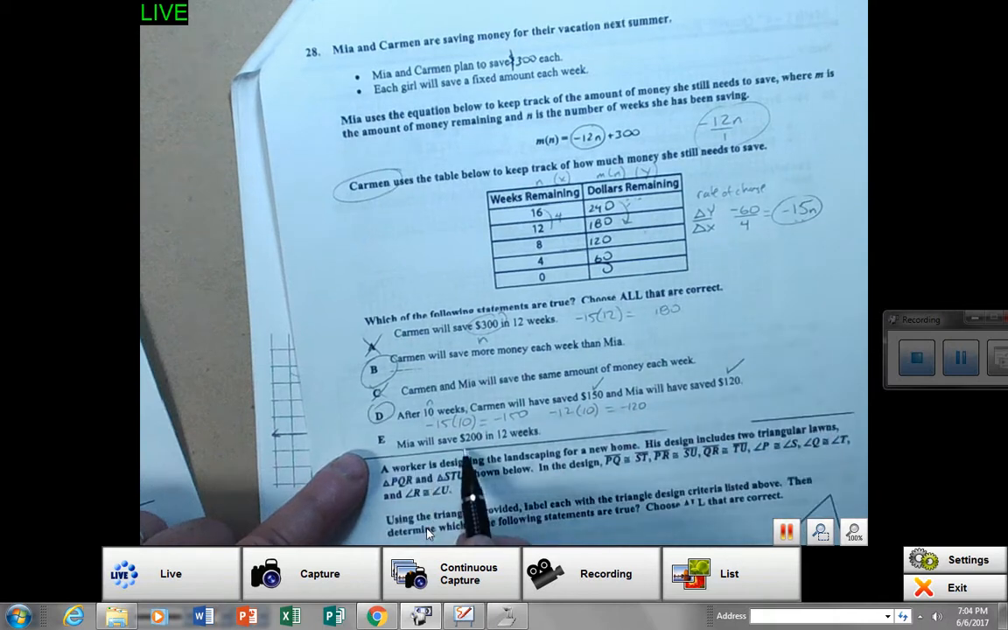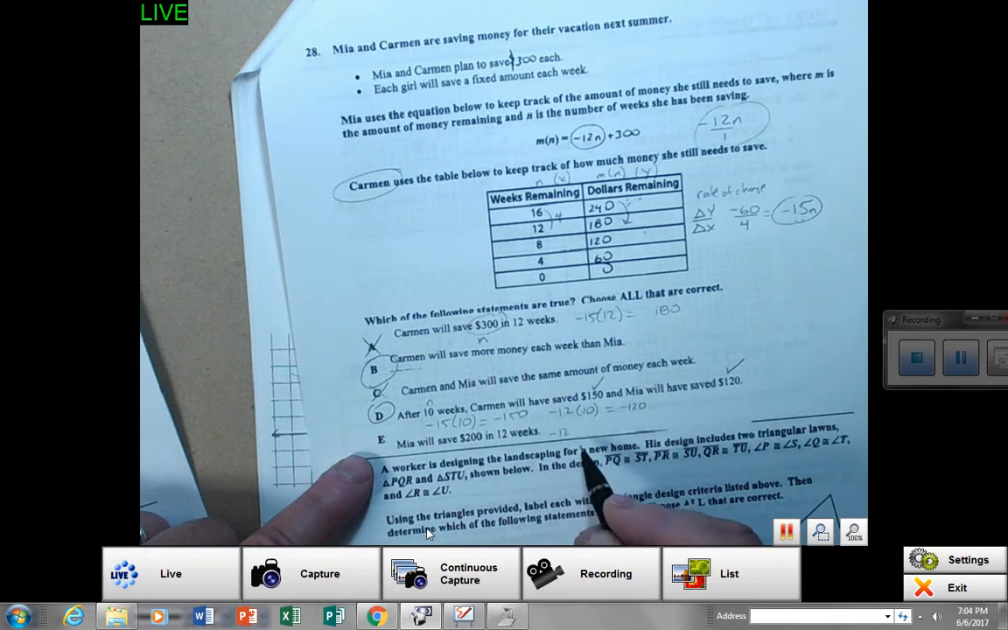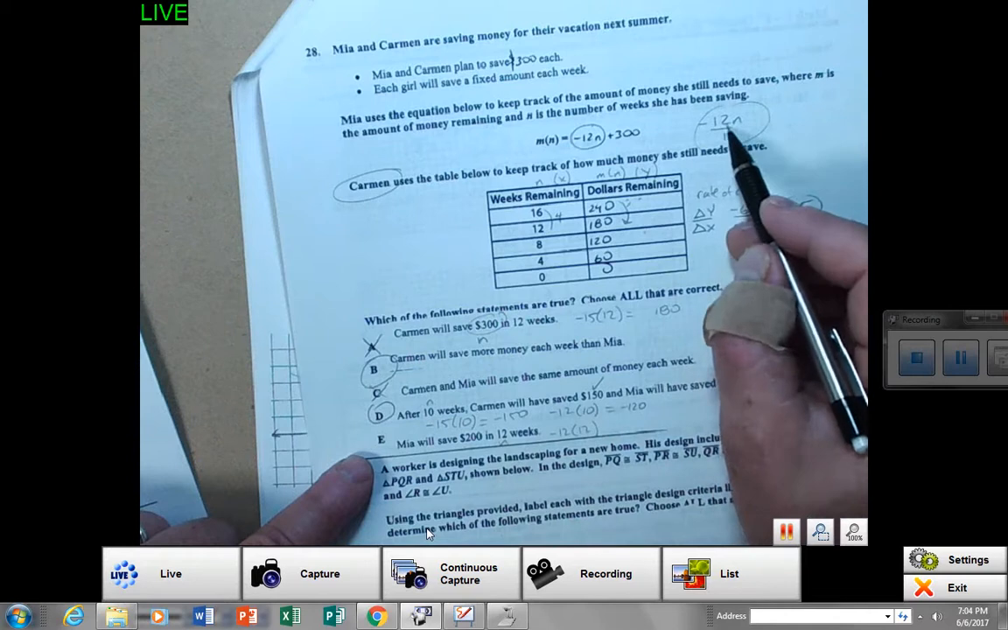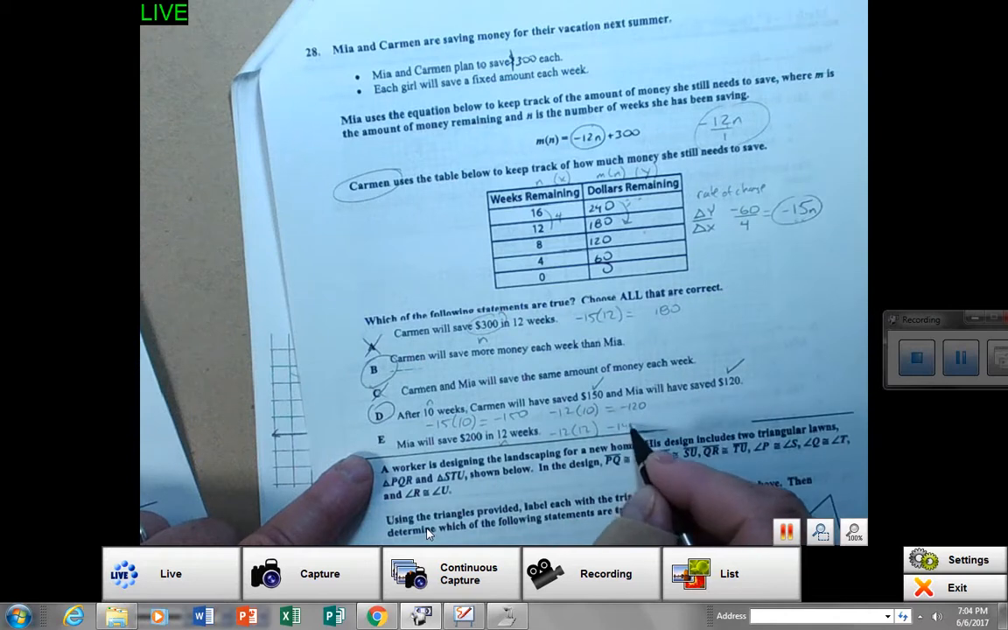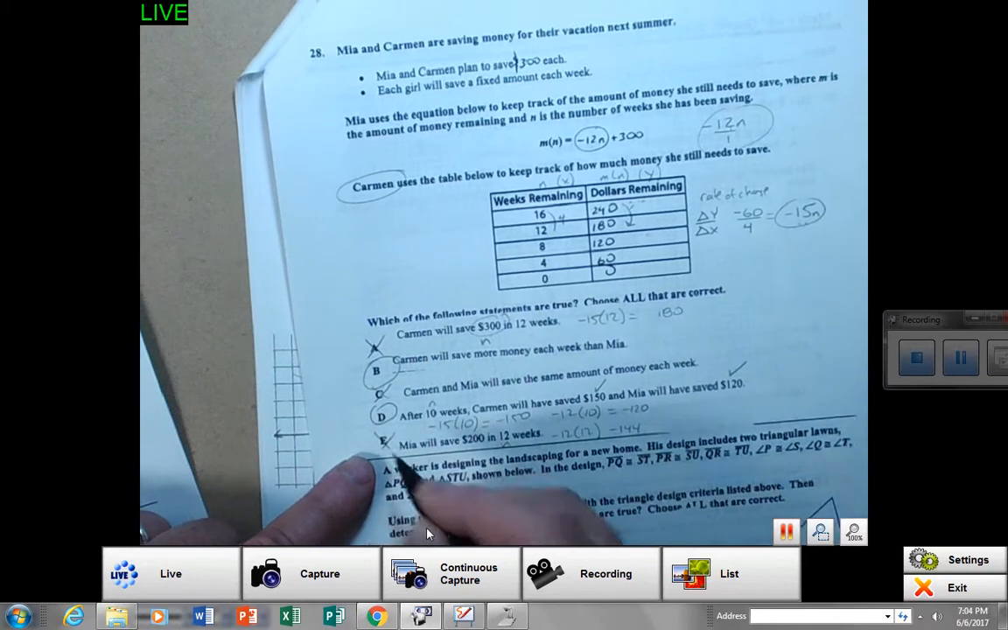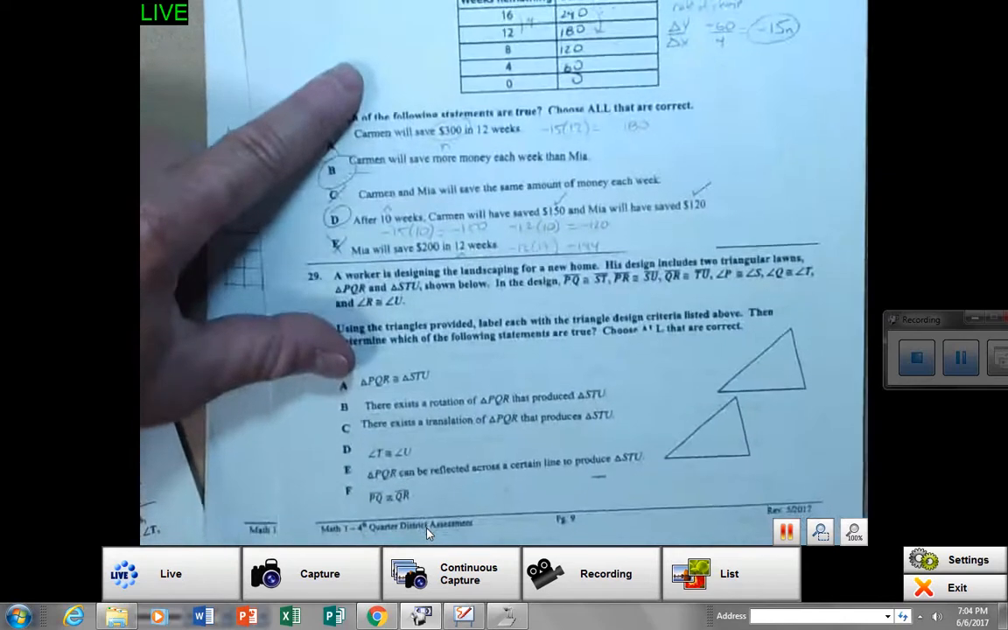Mia will save $212 in 12 weeks, means taking negative 12 and plugging in N is 12. So plugging in N is 12 right here gives me $144 she's saving. That is not true.